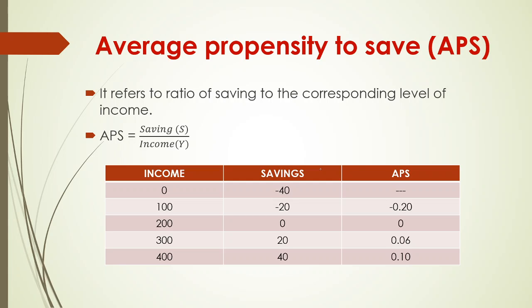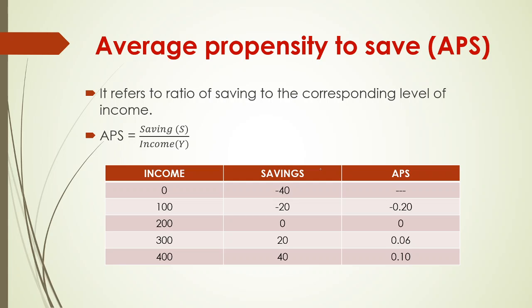So what is APS? What is average propensity to save? Like the average propensity to consume, which was the ratio of consumption to total income, here APS is the ratio of saving to the corresponding level of income.